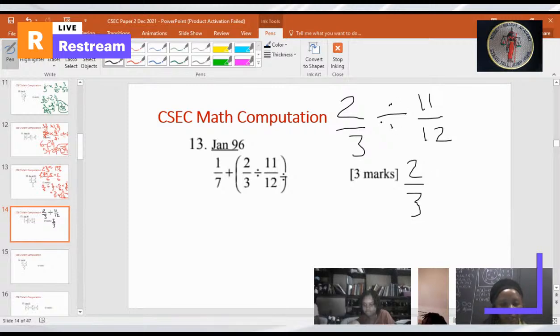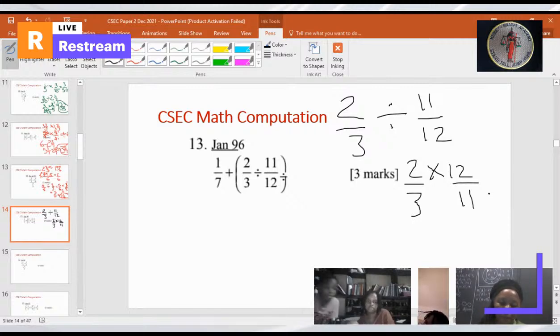We change the division to multiplication and invert the second fraction. So it becomes 12 over 11. All right, so is there anything that can be reduced?